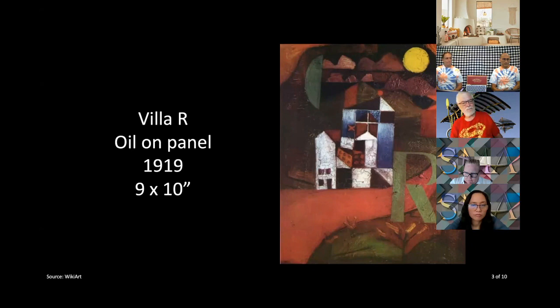The significance of the letter R is not entirely revealed, but it's believed to stand for Rosa. And Klee had seen the Villa Rosa in the early 1900s on his travels through Italy.